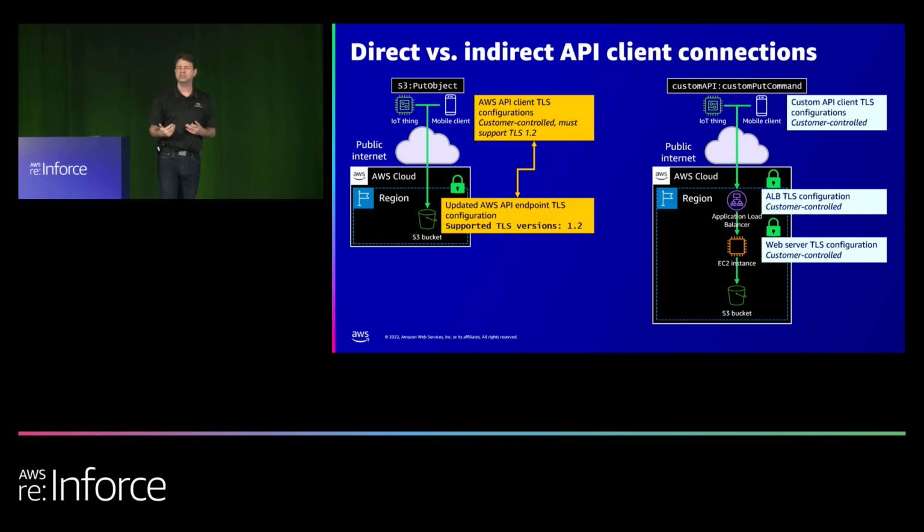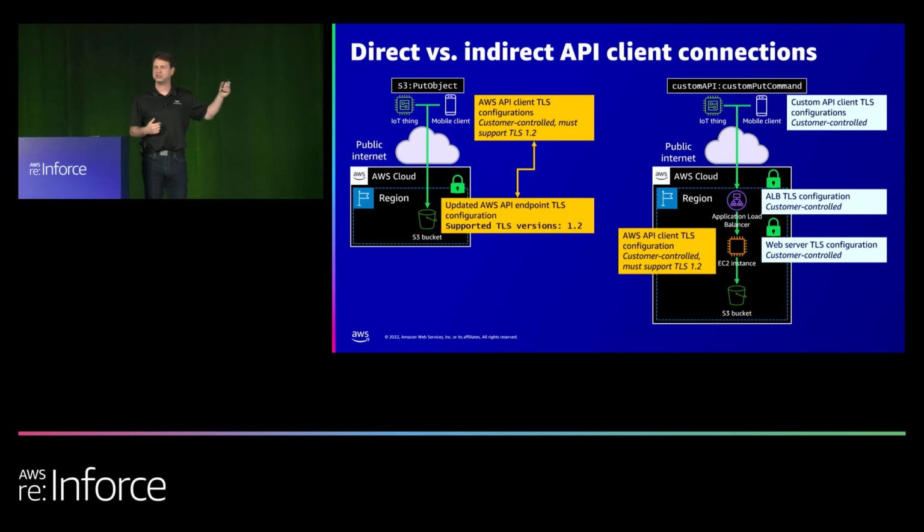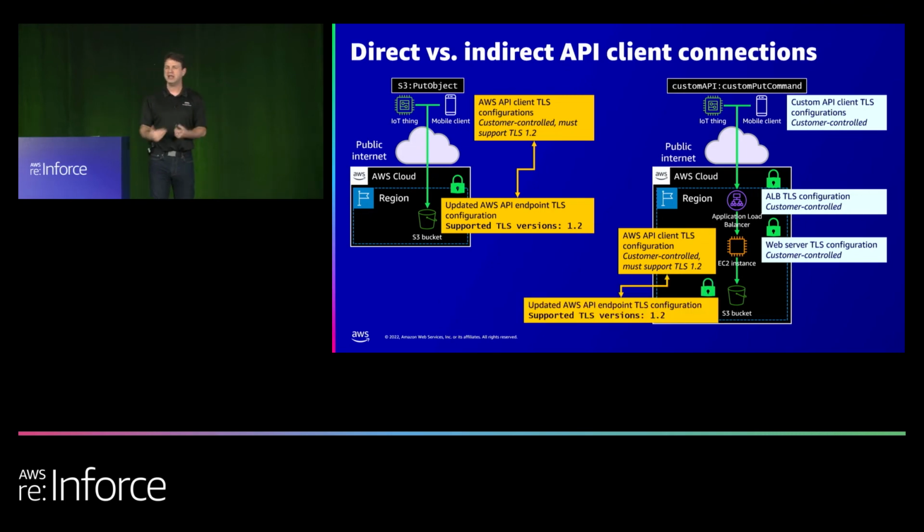The ALB will typically make another TLS connection to the back end, to the EC2 instance, and that EC2 instance will have some code on it, and that is the only thing that will be subject to this deprecation project. So only the code running on that EC2 instance that's making the API call to the S3 bucket, you'll need to check supports 1.2.